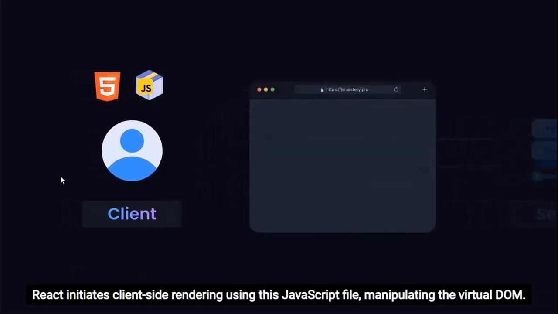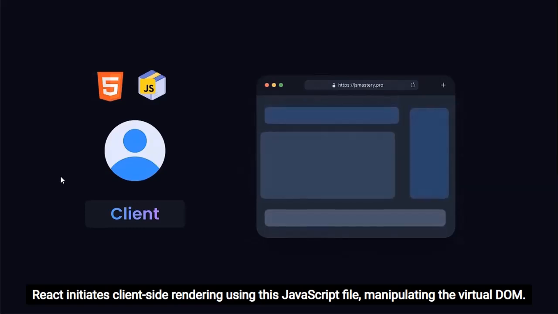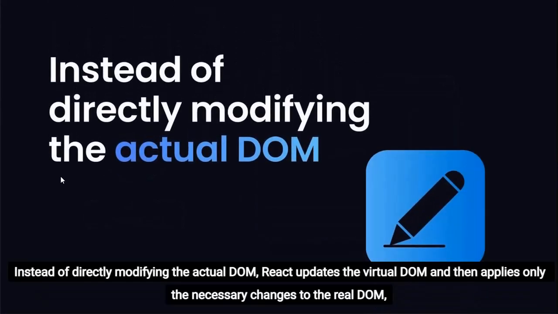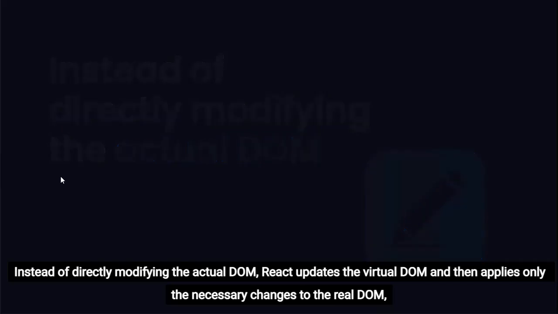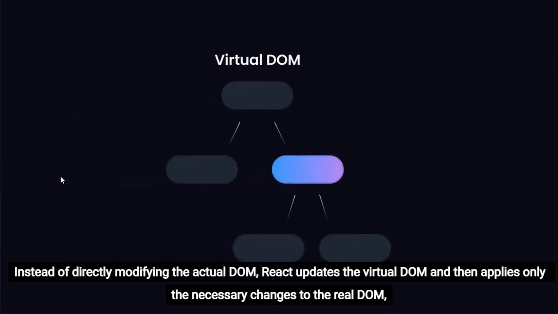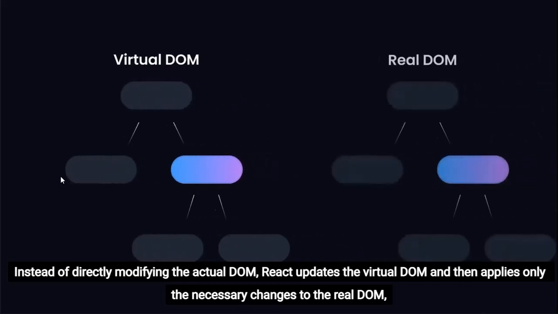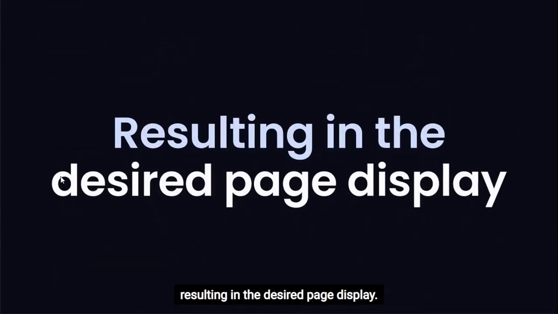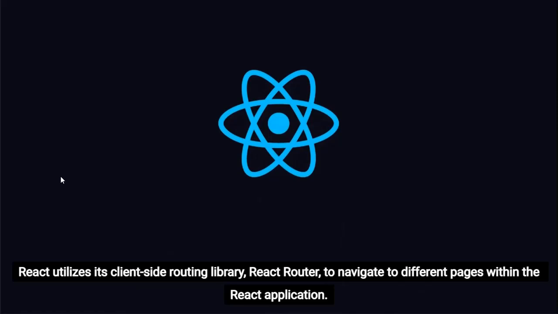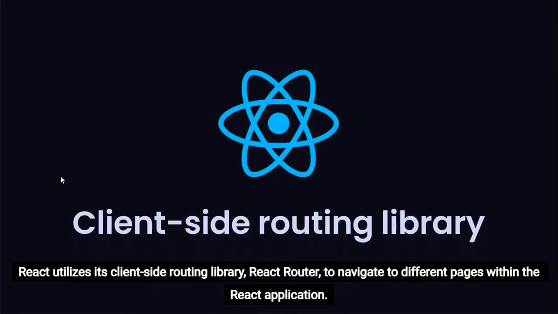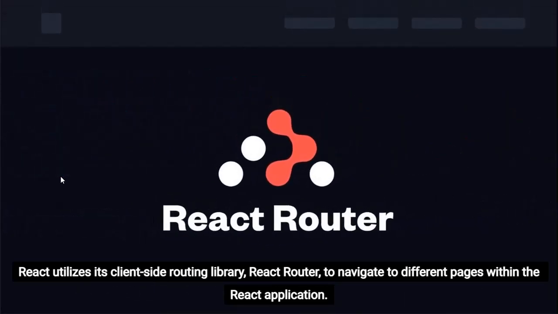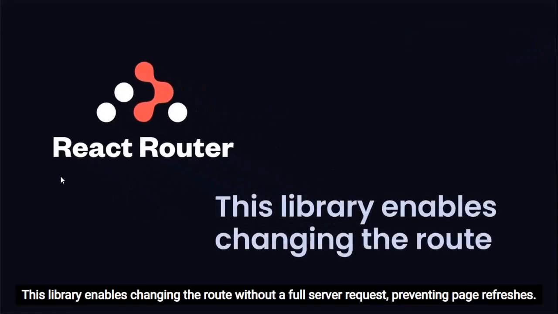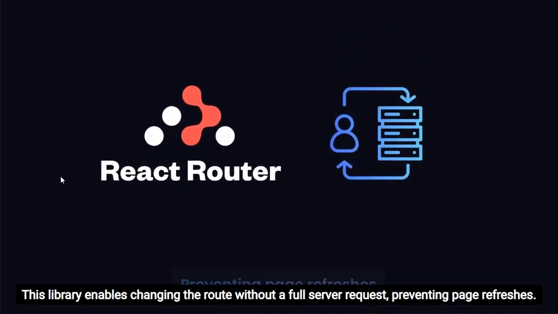React initiates client-side rendering using this JavaScript file, manipulating the virtual DOM. Instead of directly modifying the actual DOM, React updates the virtual DOM and then applies only the necessary changes to the real DOM, resulting in the desired page display. React utilizes its client-side routing library, React Router, to navigate to different pages within the React application. This library enables changing the route without a full server request, preventing page refreshes.